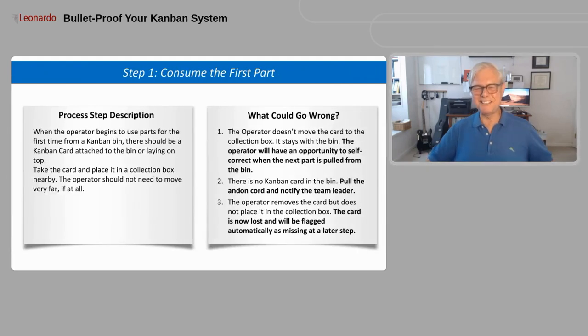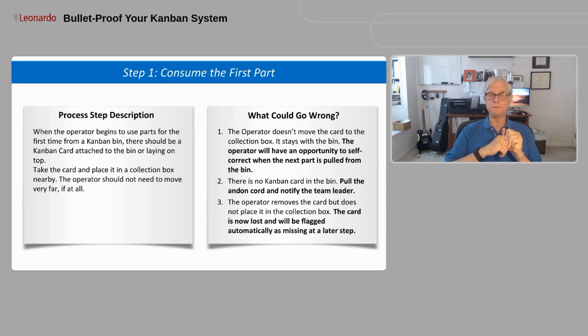Okay, so we're going to jump right into it here. So buckle your seatbelts. I'm going to go through each step in a little bit more detail. So the first step is we're going to consume the first part. That's what I just described to you. So I'm at the workstation. I have a Kanban bin in front of me, and I'm taking the first part out of that bin. Again, that bin is not the only bin of this part. I may have others behind it on a flow rack, but I'm using the first part out of that bin.